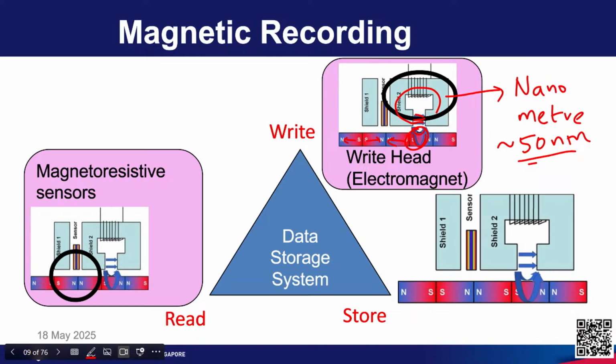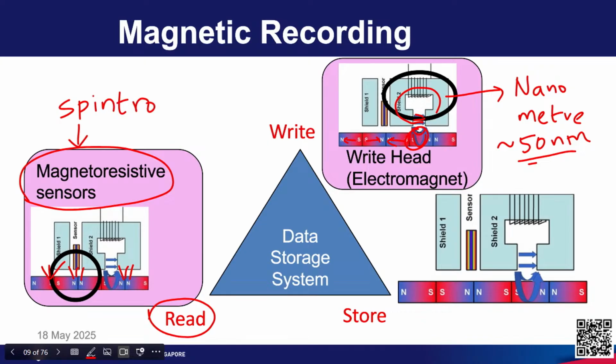For reading, we are going to look at the magnetic flux that comes out of the hard disk drive. We have written some information. We have magnetized the material in a certain direction, and it produces magnetic flux. We sense this magnetic flux as a way of reading information. For this purpose we will be using magneto-resistive sensors. These are spintronics read sensors. We will learn about how they work later, but we use these sensors to read information.